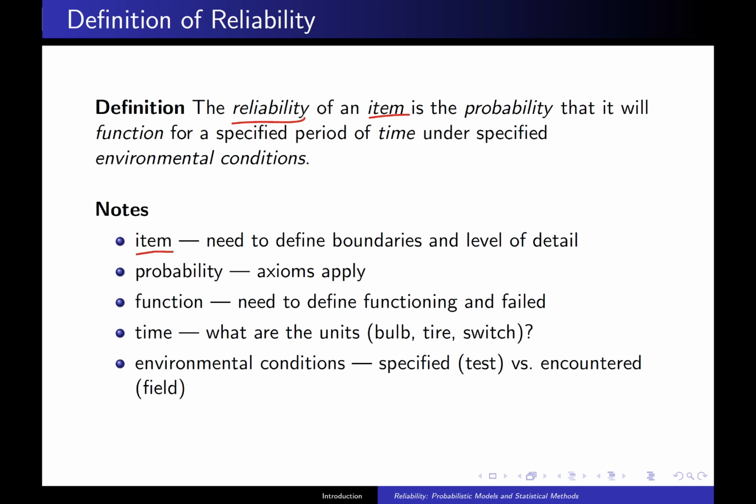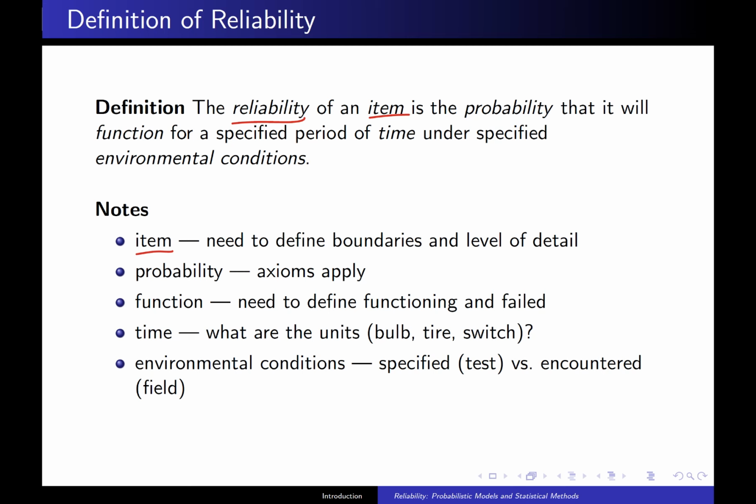When you decide what the item is that you're trying to find the reliability of, you need to define the boundaries and the level of detail associated with that item. So in terms of boundaries, that's saying what is a part of the item itself and what is a part of the environment that is around the item.